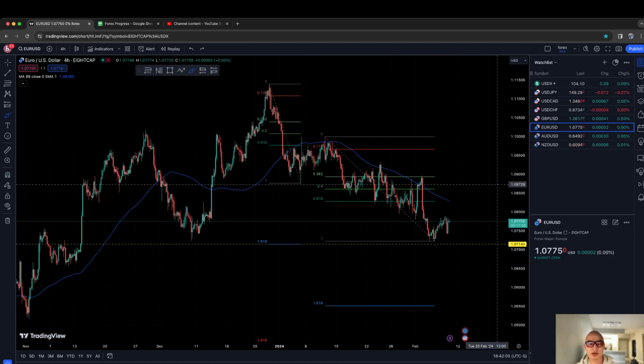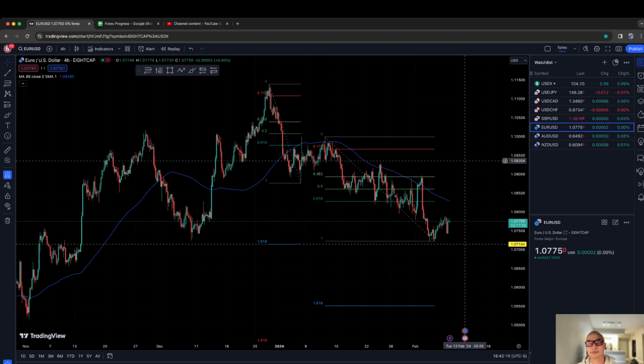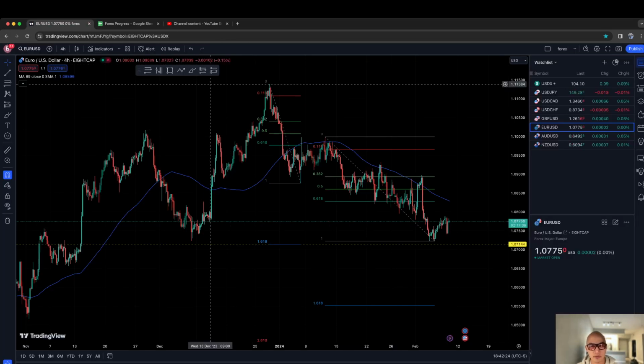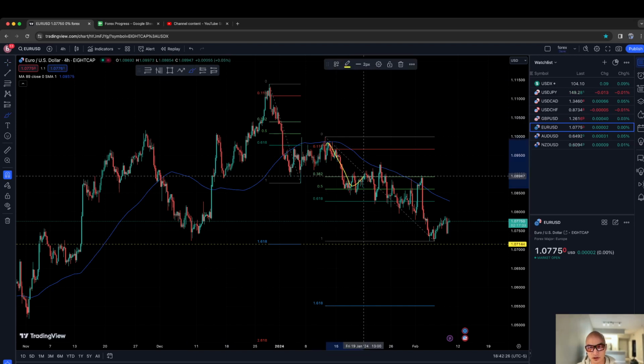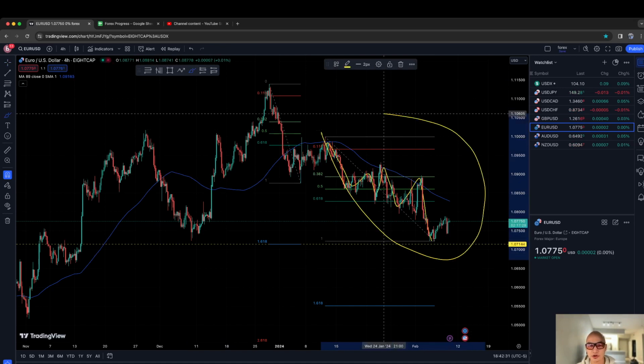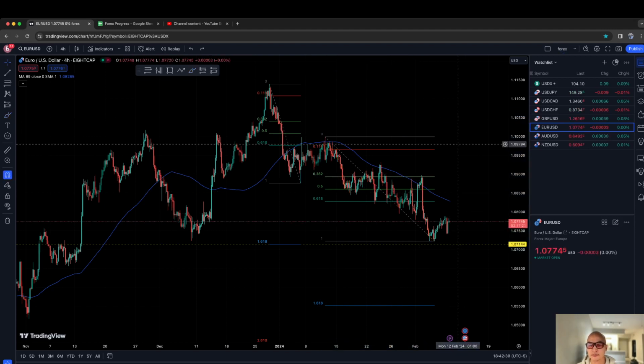So until that, I'm not gonna touch Euro USD. So Euro USD trend is down, leg size is nice, and our decision is to wait for the big retracement. And one thing to notice is that the complex wave is forming. You see, like this, and they all make up this huge, long-lasting complex down leg. So that's what I mean when I say the complex.